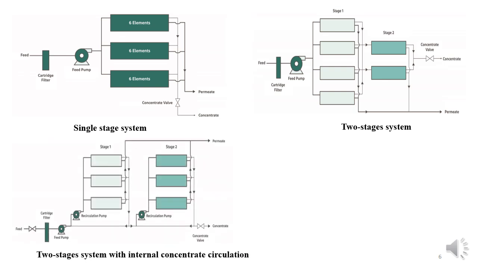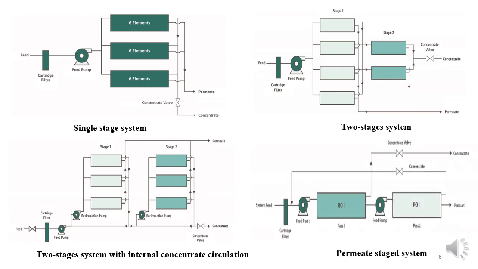Multi-stage systems can also be designed with internal concentrate recirculation for each stage using a separate recirculation pump. And finally, the concentrate of the second reverse osmosis is recycled back to the feed of the first reverse osmosis, because its quality is usually better than the system feed water, because the feed water of the second reverse osmosis is of high quality, and the second reverse osmosis can be designed for a higher flow and recovery than the first reverse osmosis.